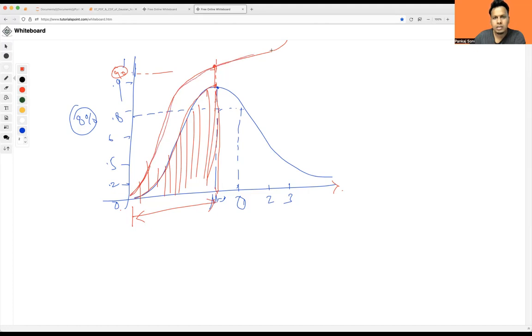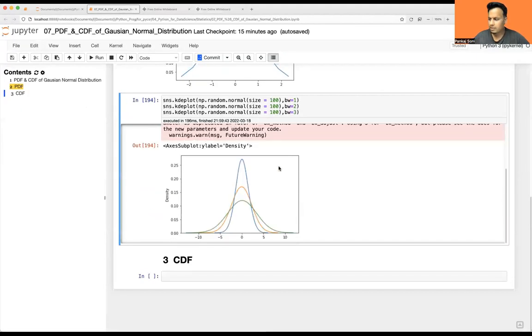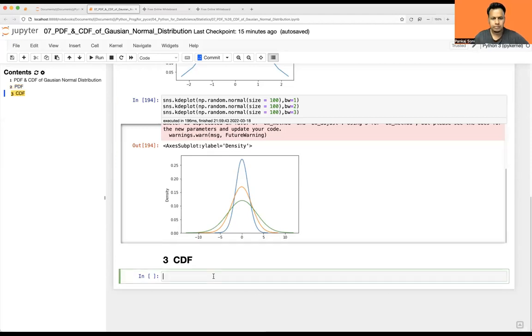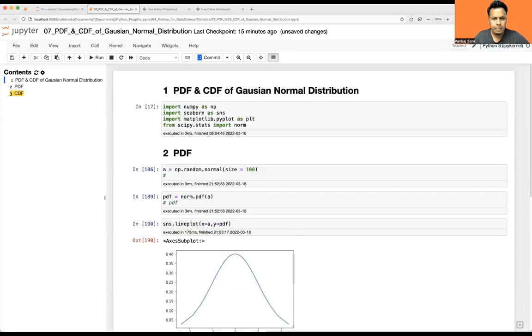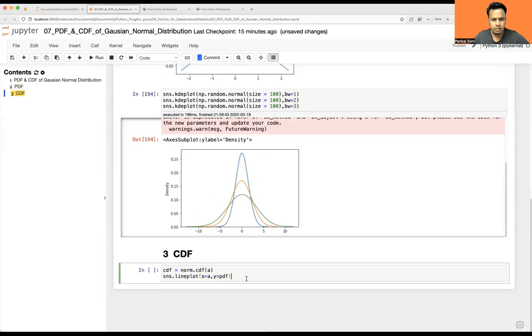I have already talked about this in the video. So if you plot the curve here, CDF, let's see how it looks. I can just calculate CDF equal to norm.cdf of given value A. Earlier we plotted this, line plot A and line plot CDF. Let's plot them together and understand.